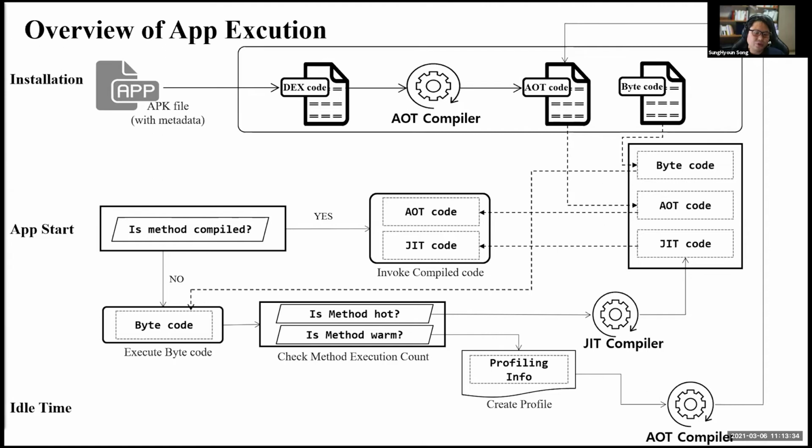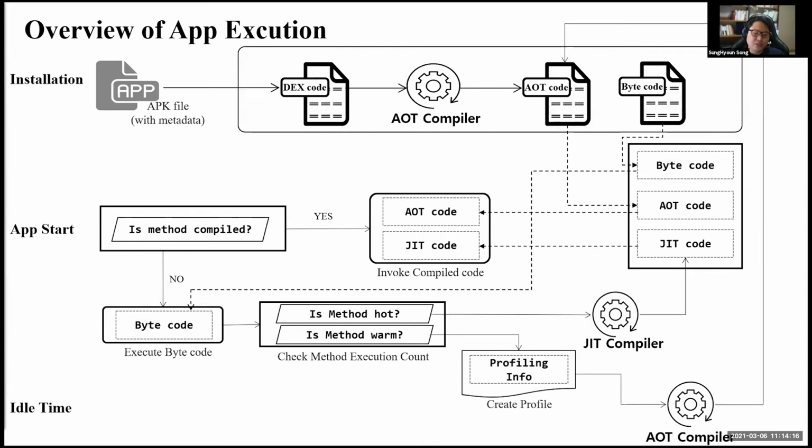Second, when you execute the app, ART checks whether the code of the running method is compiled or not. If the code is already compiled by JIT or AOT, it directly calls the code loaded in memory and executes it immediately. If the code is still bytecode, the interpreter executes it and increases the method execution counter. If the counter of the method continues to increase and it becomes warm, the profile information, such as the number of method executions, is saved on the device as a file.